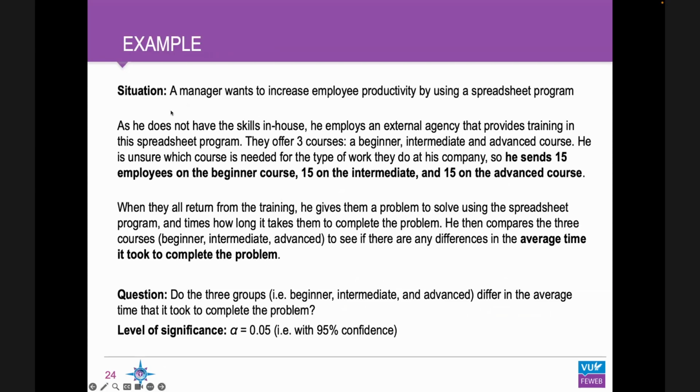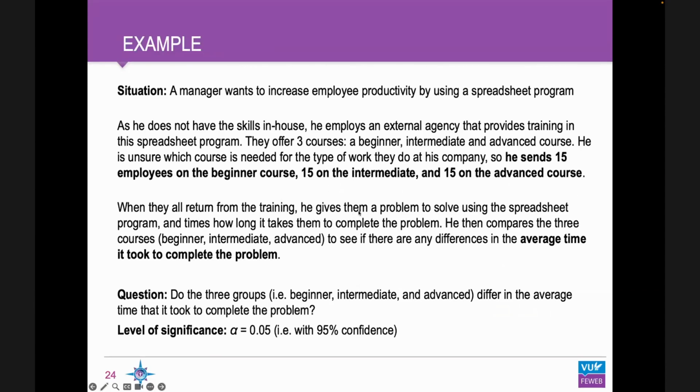The example here includes a manager who wants to increase employee productivity by using a spreadsheet program. As he does not have the skills in-house, he employs an external agency that provides training in this spreadsheet program. They offer three courses: a beginner, intermediate, and advanced course. He is unsure which course is needed for the type of work they do at his company. So he sends 15 employees to each of these courses.